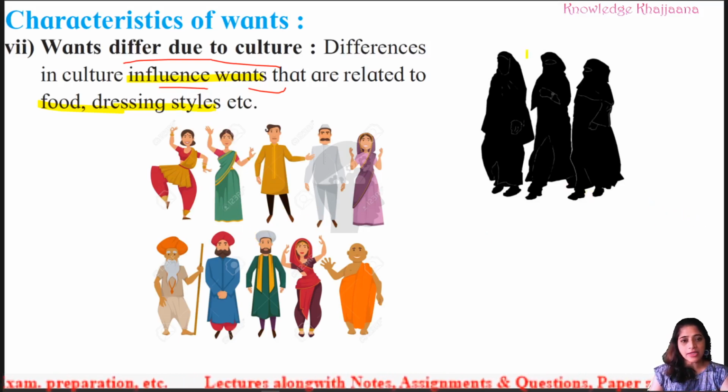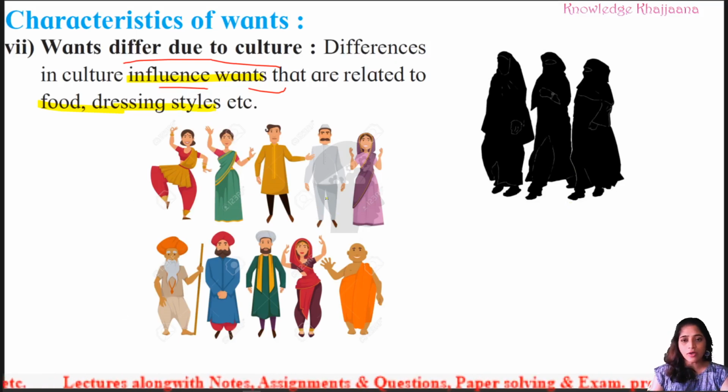If we take another example, clothes: different types of clothes or turbans are worn in different cultures. So wants differ due to different cultures. Want may be for food, want may be for dressing style. All these things vary depending upon culture. As the culture varies, their wants vary. So these were the 7 characteristics of want, how wants differ with different variables.